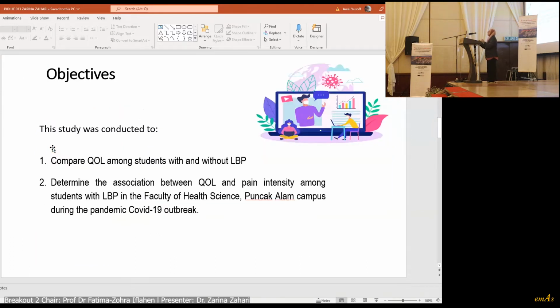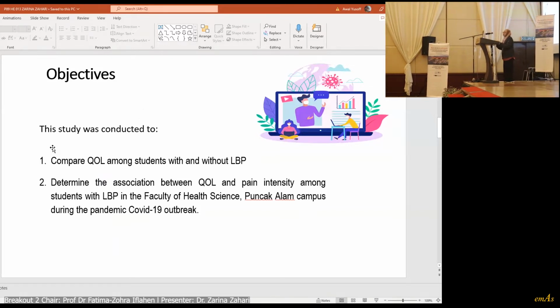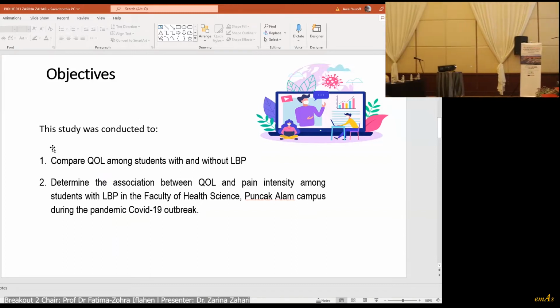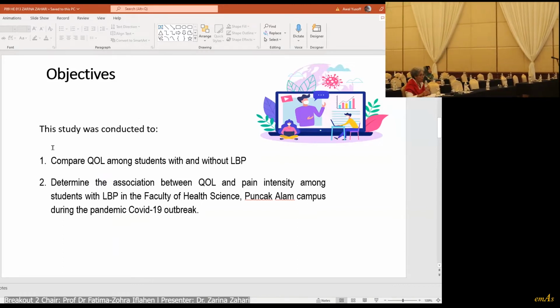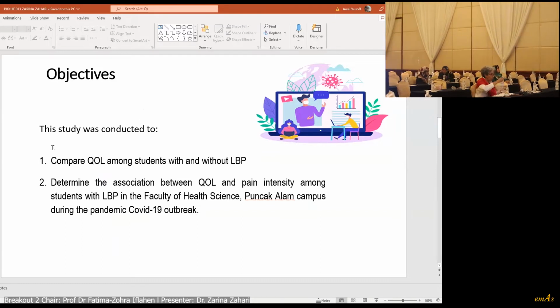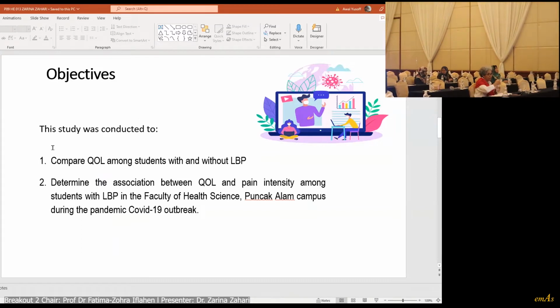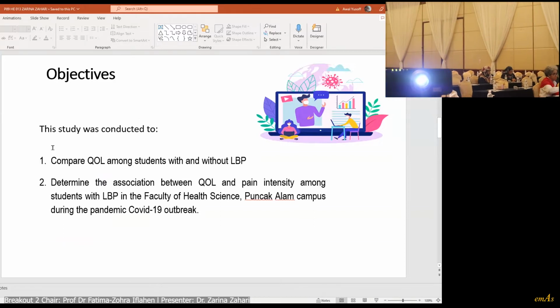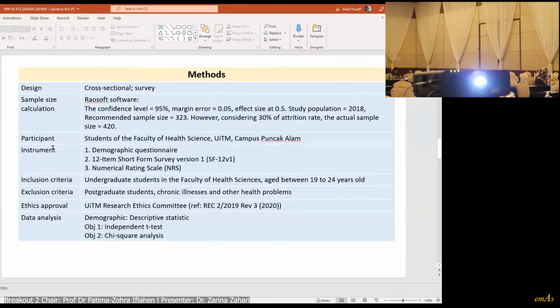The objective of the study was to compare quality of life among students with and without low back pain, and also to determine the association between quality of life and pain intensity among students with low back pain at the Faculty of Health Sciences, UiTM Puncak Alam, during the COVID-19 pandemic.